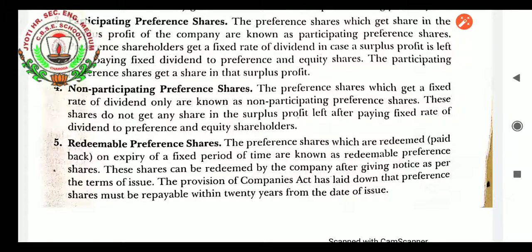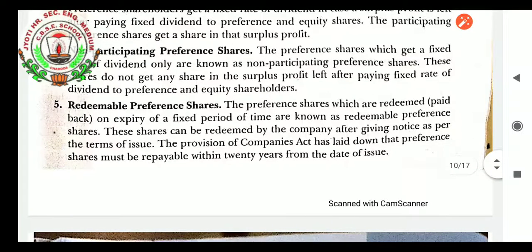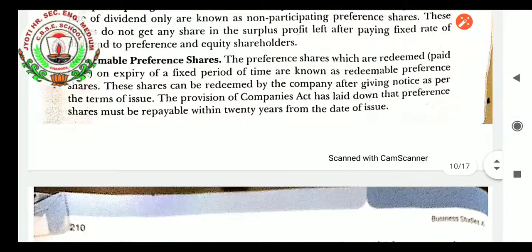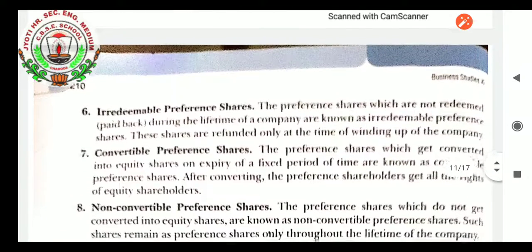Redeemable preference shares. As the name suggests, redeemed means paid back. The preference shares which are redeemed, paid back on expiry of a fixed period of time are known as redeemable preference shares. These shares are redeemed by the company after giving notice as per the terms of issue. The provision of the Companies Act lays down that preference shares must be repayable within 20 years from the date of issue. So after 20 years, if anyone wants the money back, they will be paid back. That type of agreement is made between the preference shareholders and the company.